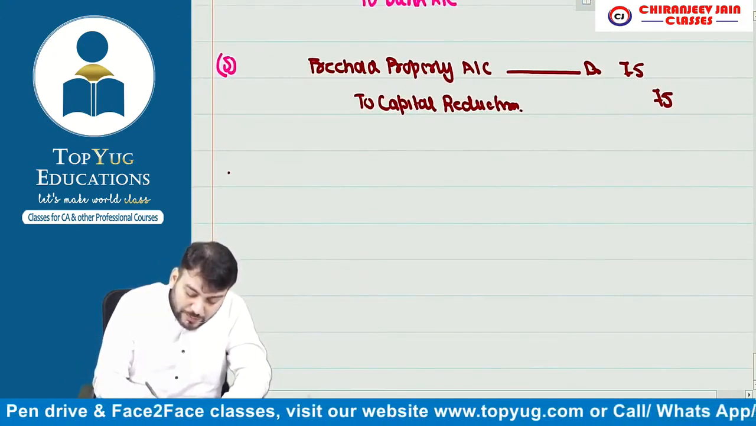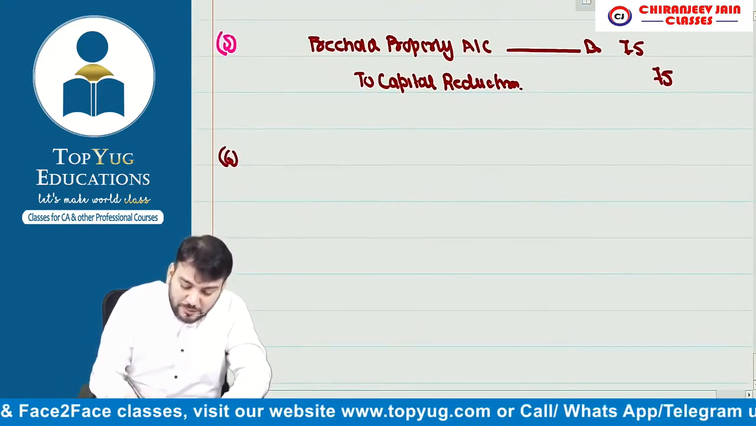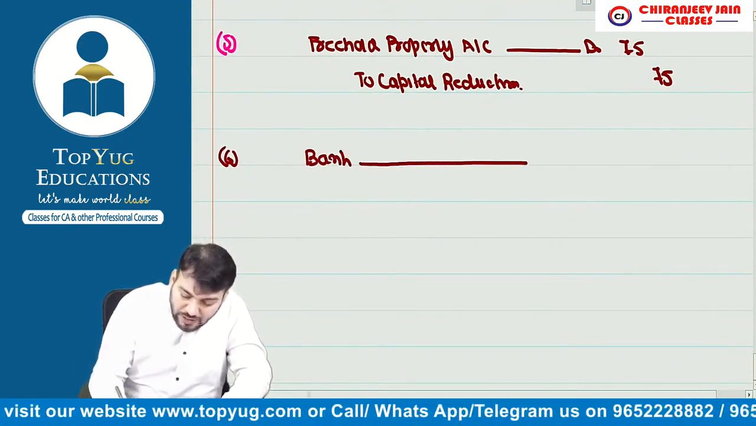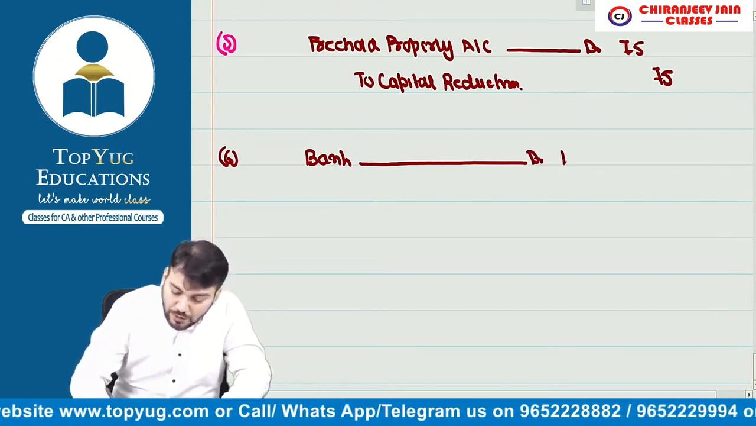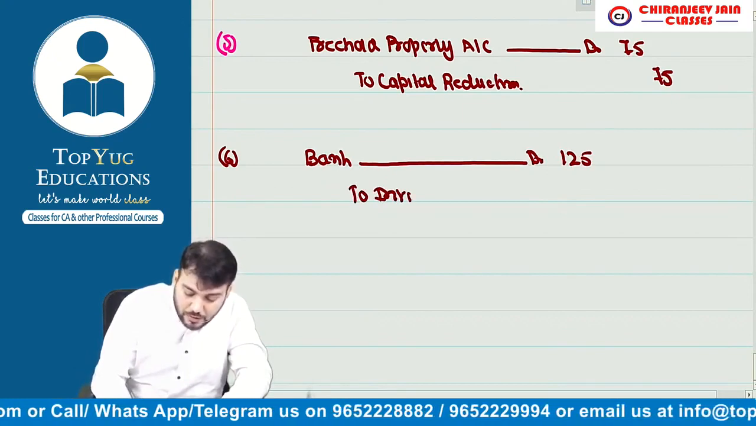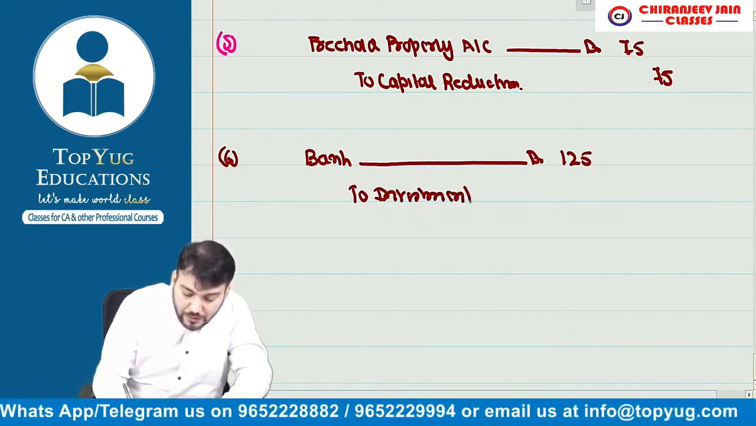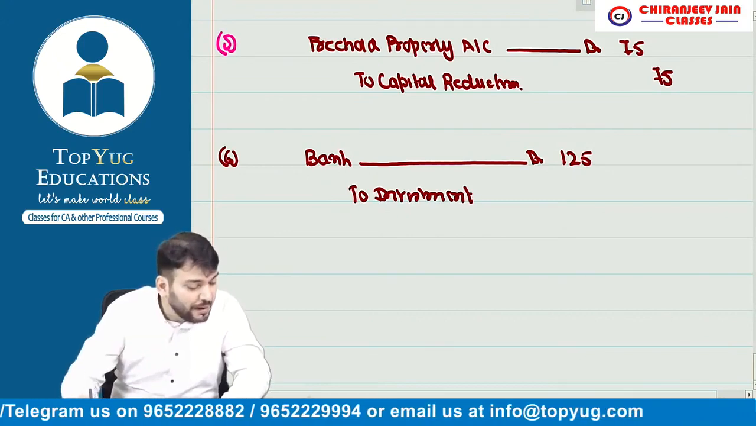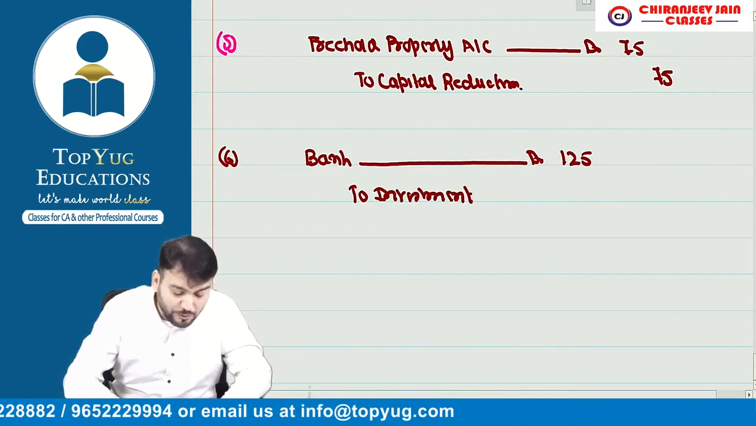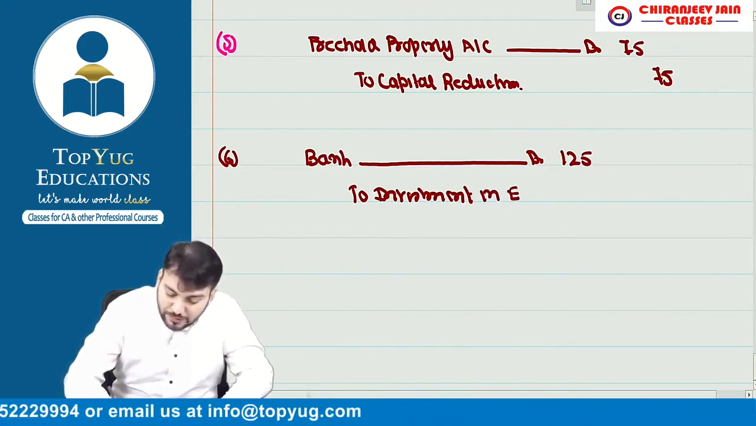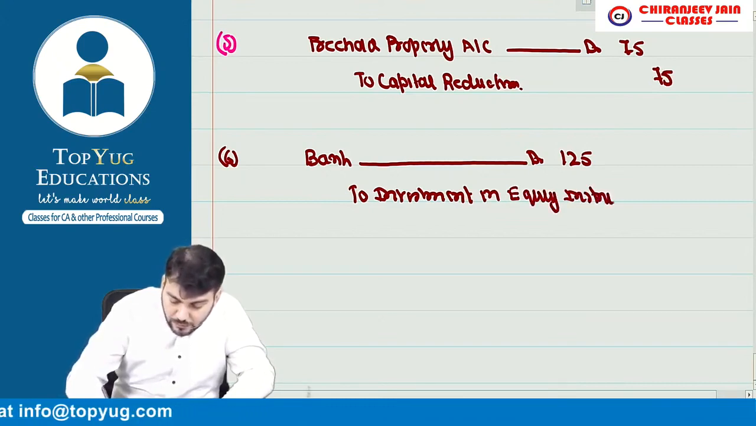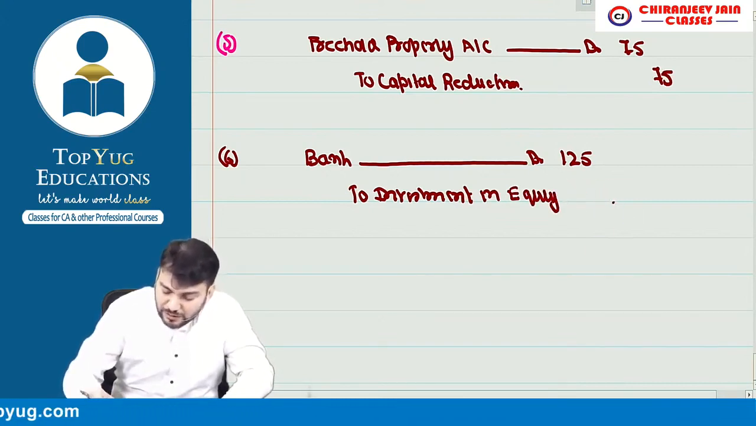Then it says all the investments are sold. So write bank account debit. At what price was it sold? 125 lakh. To investment. Tell me, to investment how much? We will check in the balance sheet. They have a current investment of 100. So you can write investment in equity instrument. Equity instrument means equity shares.